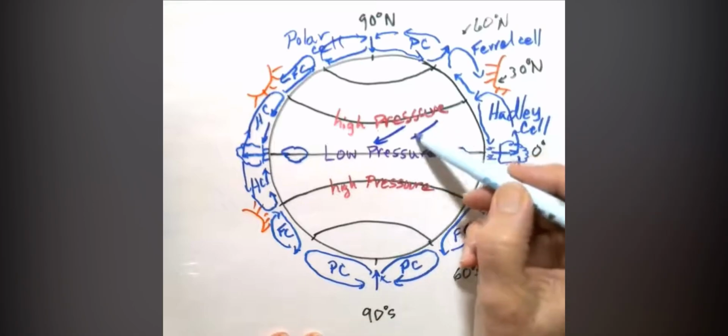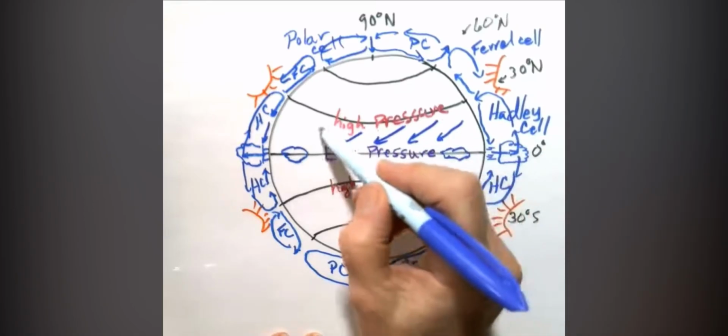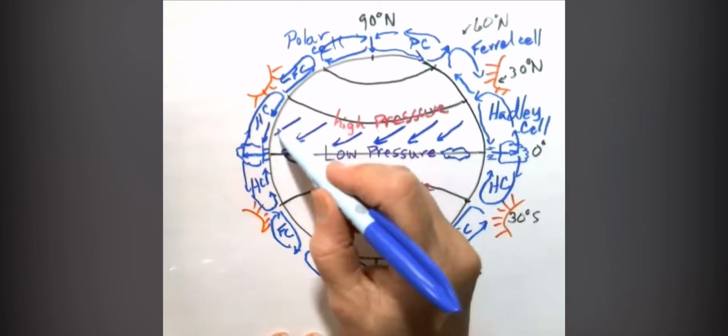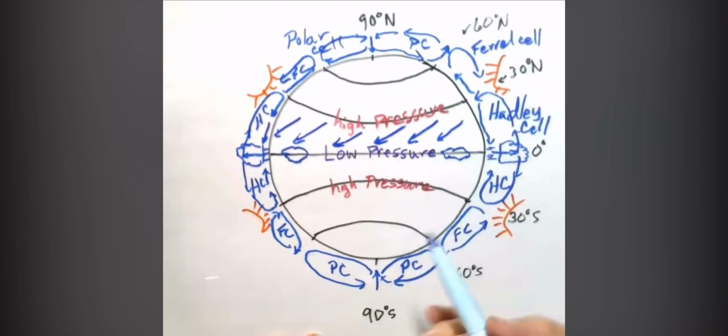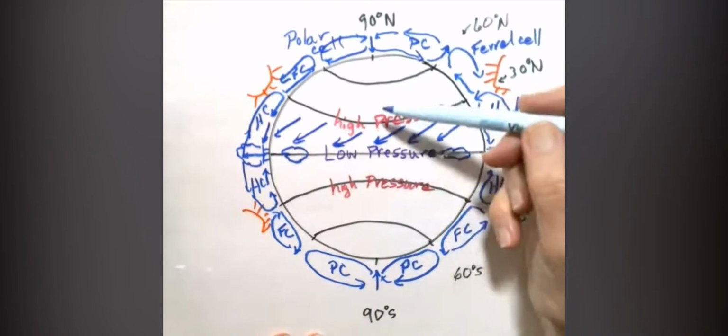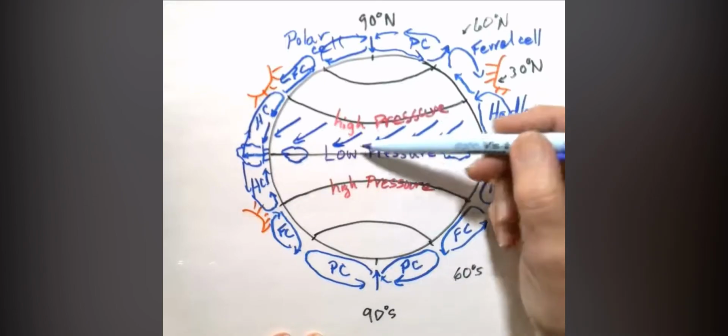Now, I would like you to draw your arrows as straight arrows. Don't draw them curved. The reason I ask you not to is that a lot of times students will draw them curved and then curve them a little too much and they go the wrong direction. So we've got air that would have been coming straight from the high pressure to the low, but with the Coriolis effect, it turns to the right.